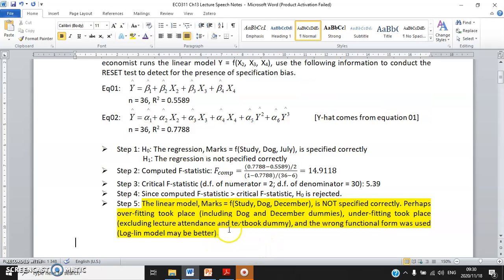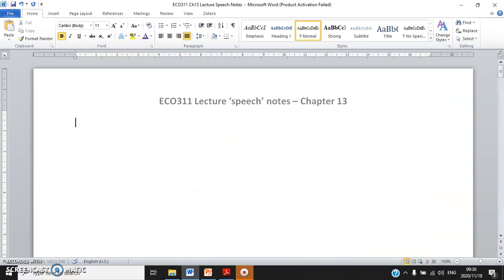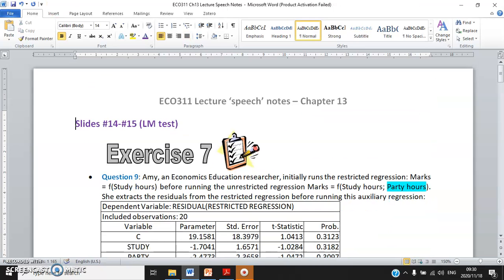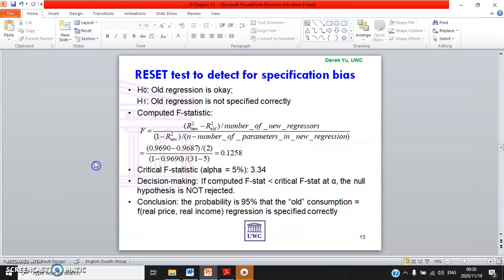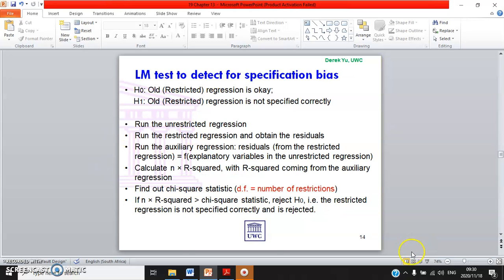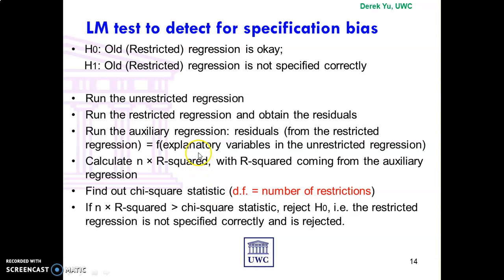Okay, I hope you are happy with the first detection test. It is called the Ramsey RESET test, which is virtually the marginal contribution F test, which you learned from chapter 8. And then we move on to the second test, which is called the Lagrange multiplier test, LM test. Okay, so let's look at that.